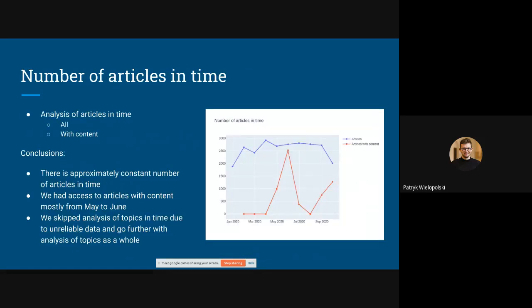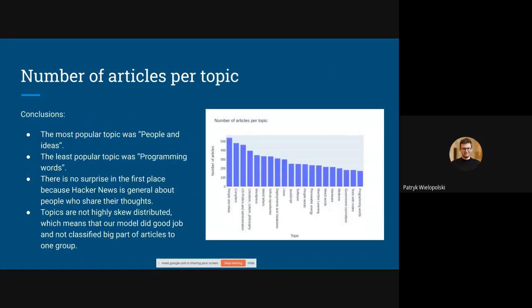So let's move on to the analysis, because after the modeling we've got the topics and can analyze what we've got. We wanted to start with the analysis of articles over time. How many are there? As we can see on the plot, in general there is a constant number of articles over time. But the articles with content from the articles JSON file are only from May to June, so the data is not reliable enough to analyze the topics in the context of time. So we analyzed them as a whole, as they are.